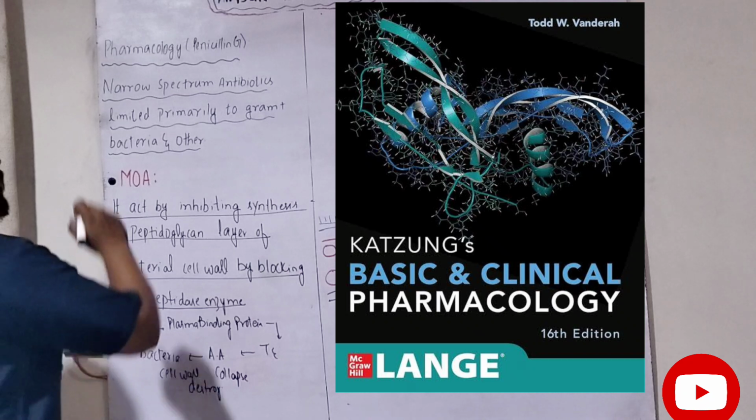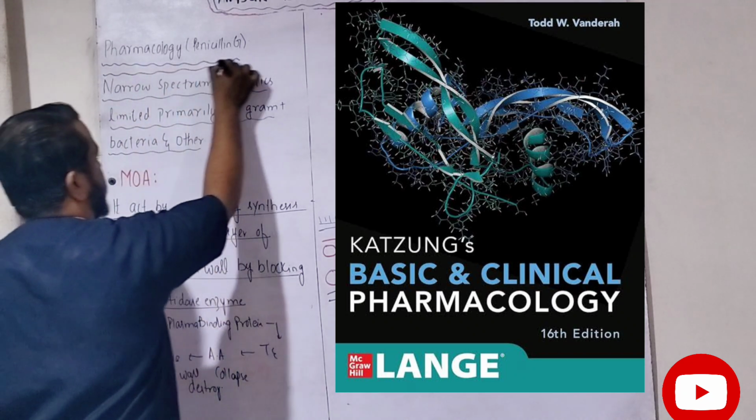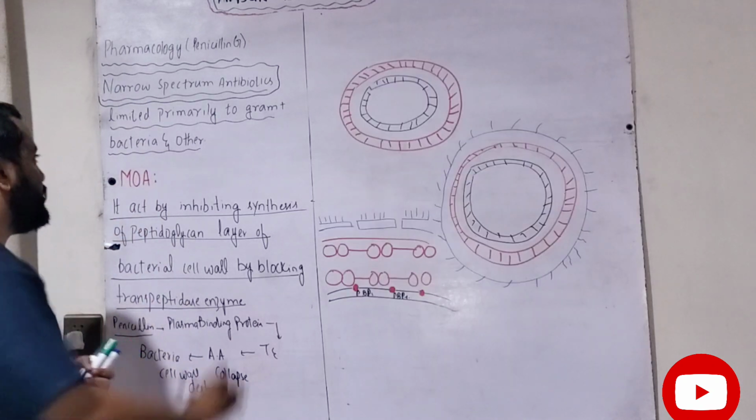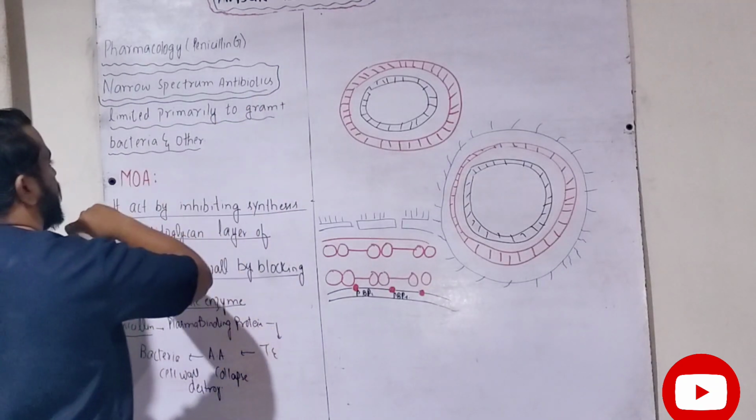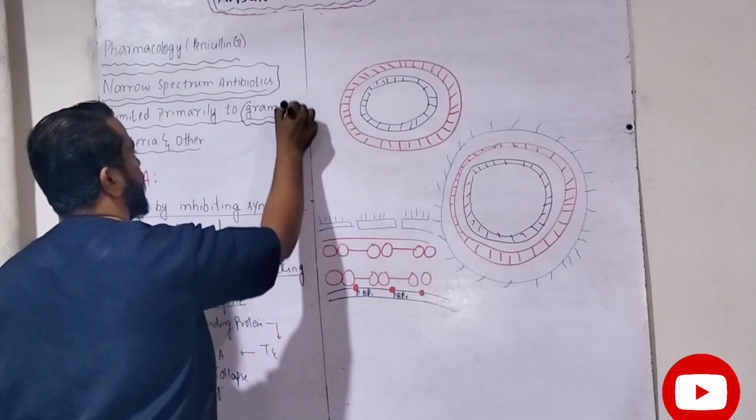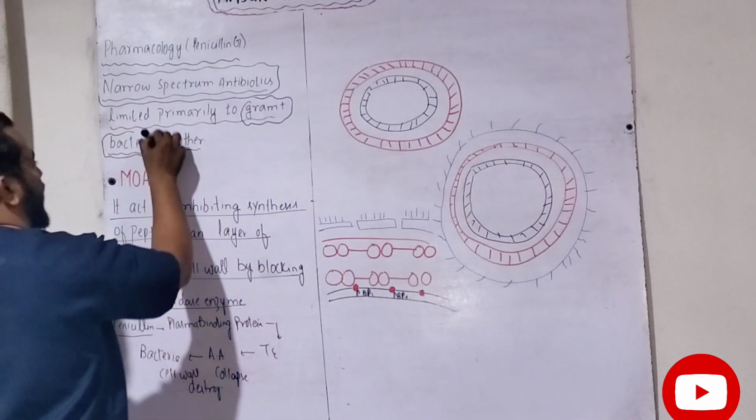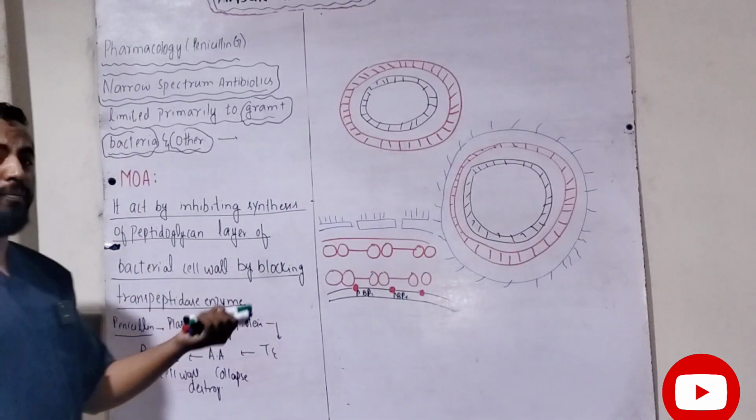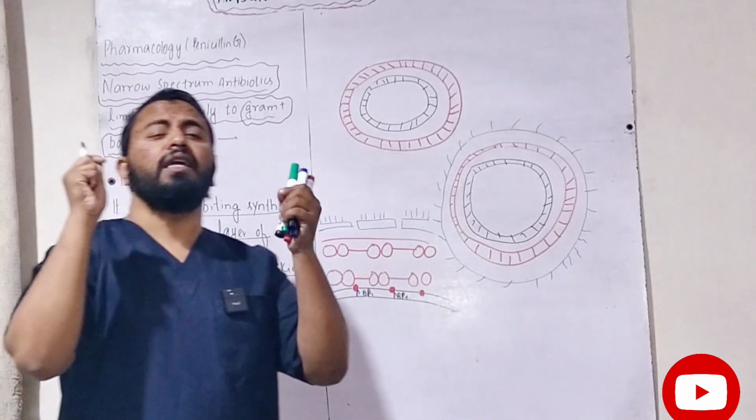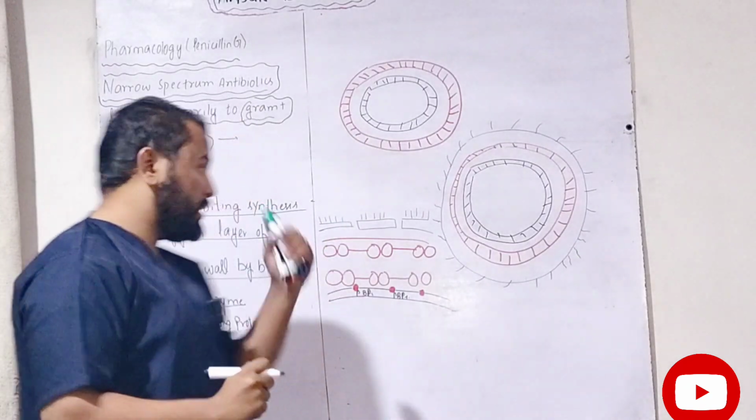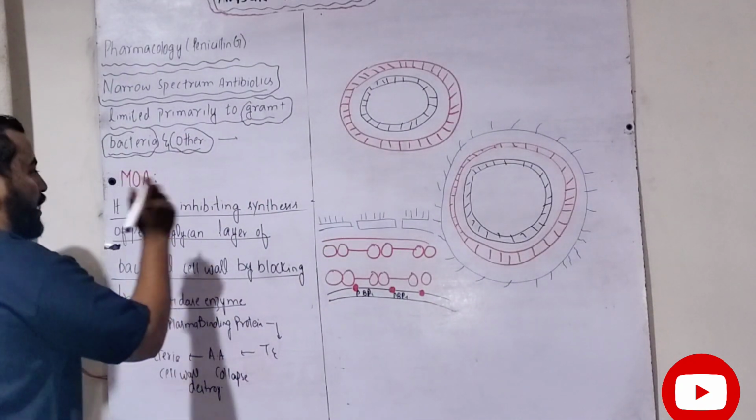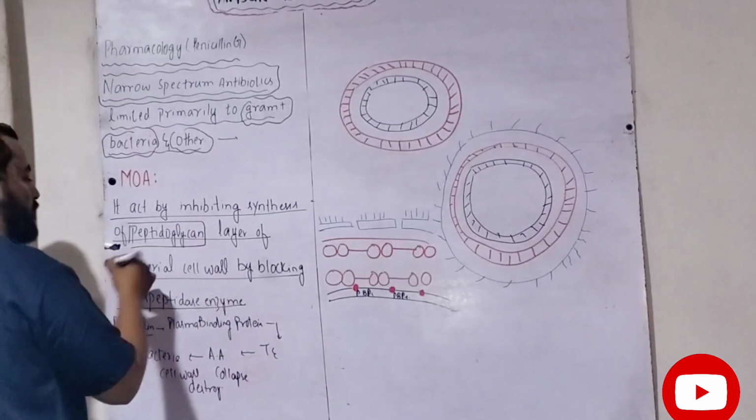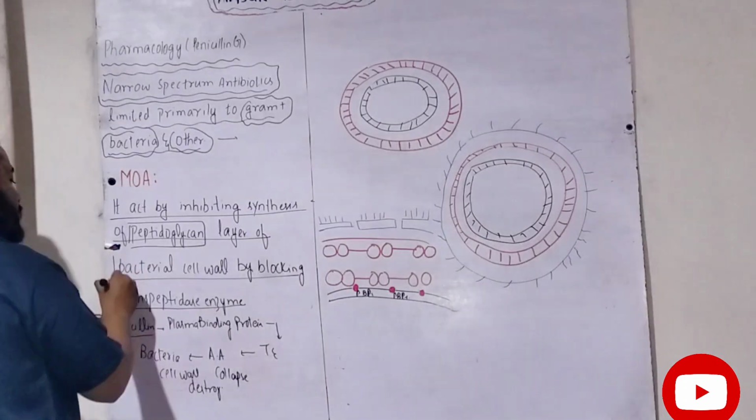So first, we remember that this is a narrow spectrum antibiotic, primarily concerned with gram positive bacteria and somewhat with other gram negative bacteria. And what is the mechanism of action? This is very important. It acts by inhibiting synthesis of the peptidoglycan layer, which is part of the bacterial cell wall.